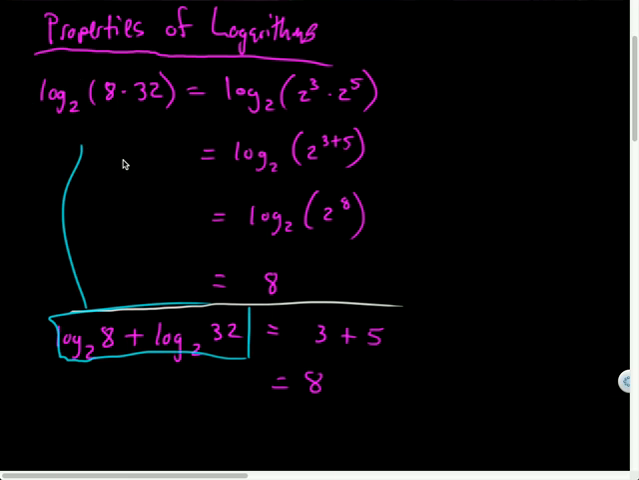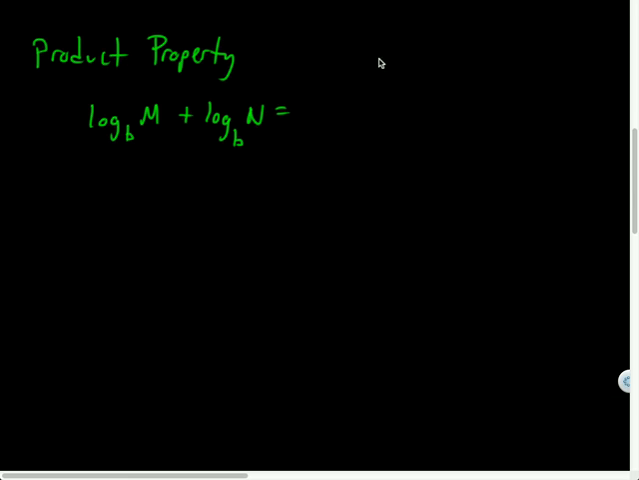And that is going to be our first property, right? 3 plus 5 is 8, 3 plus 5 is 8. You see all that going down? It turns out this is the product property of logarithms, which says that log base b of m plus log base b of n, the sum of two logs of the same base, is equal to the log of their product. Peculiar.